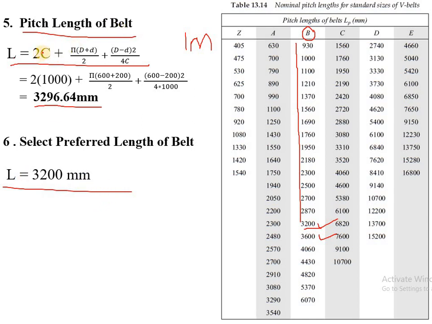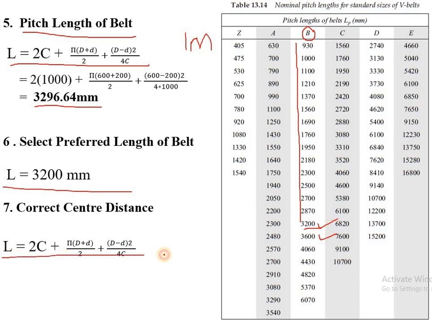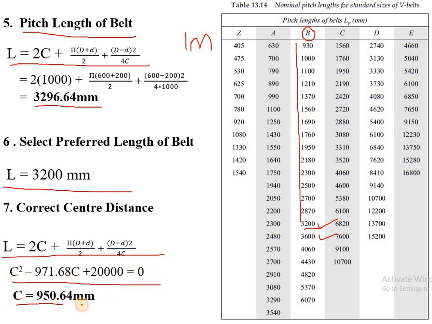When we substituted C as 1000, we got L as 3296. But now that we are taking L as 3200, we have to check what our C will be. So the next step is to find the correct center distance. Again using the same formula, substitute capital D, small d and L and find C. You will get the equation in quadratic form, C square minus 971.68 C plus 20,000 equals 0. On solving this, you will get the center distance as 950.64 mm. Okay, so this is your corrected center distance.